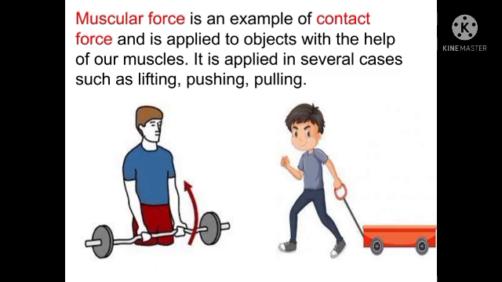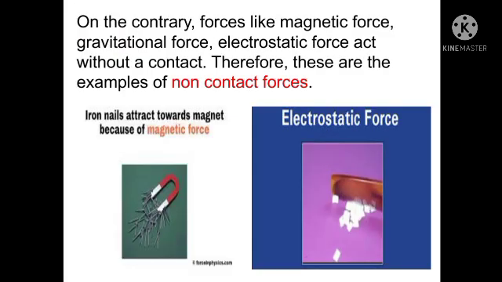That means we force the muscles to push the object. So, the force that acts on muscles is known as muscular force, and it is an example of contact force because it's directly between the two objects. On the contrary, forces like magnetic force, gravitational force, and electrostatic force act without contact. Therefore, these are examples of non-contact forces.